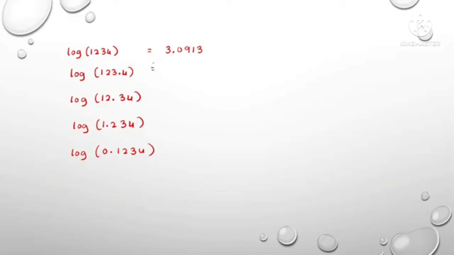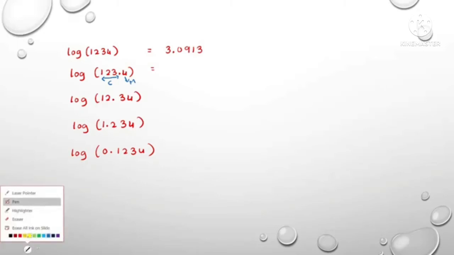Similarly, how to find the value of the second problem? The number is 123.4. So the left side of the decimal point is called characteristic. This is characteristic and this is mantissa. Right? Now we can observe the left side of the decimal point. How many digits are there on the left side of the decimal point? There are 3 digits. 3 minus 1 will be how much? 3 minus 1 is 2.